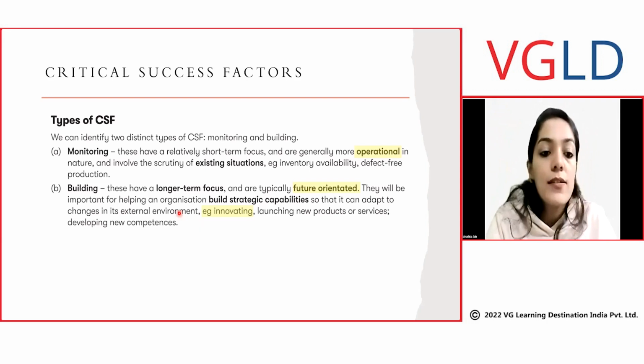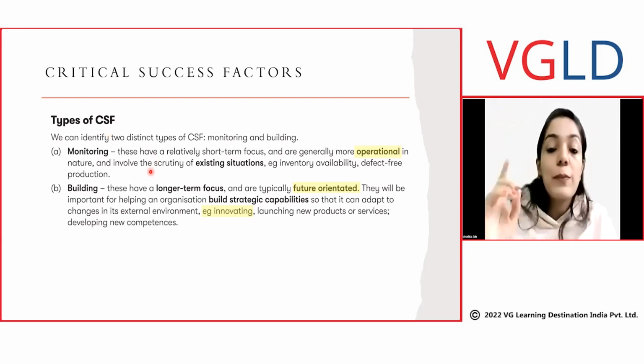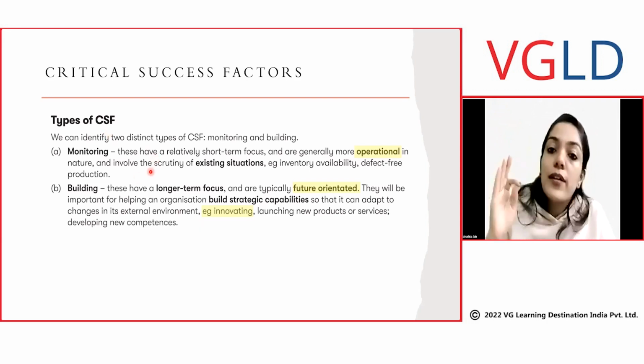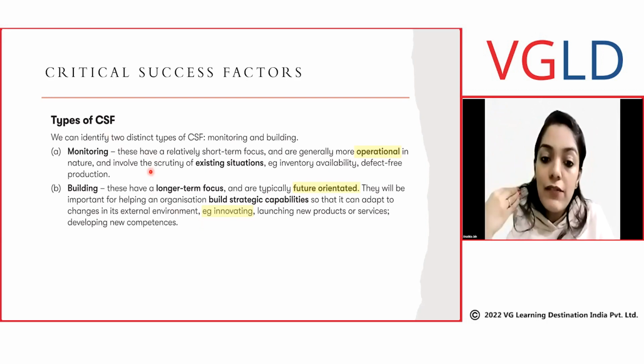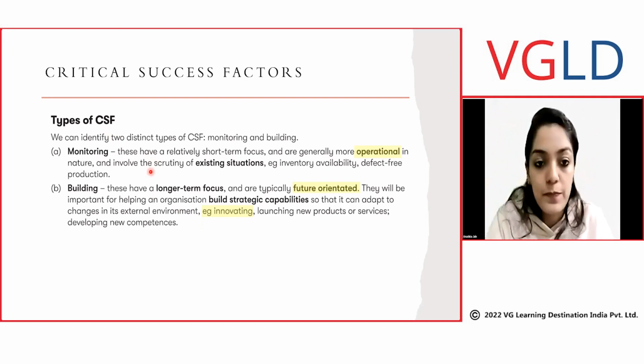Okay. So these are the types of CSF. Remember them. Monitoring and building. Monitoring is operational in nature. Building is future oriented and having a longer-term focus, like innovation, launching of new products. Okay.